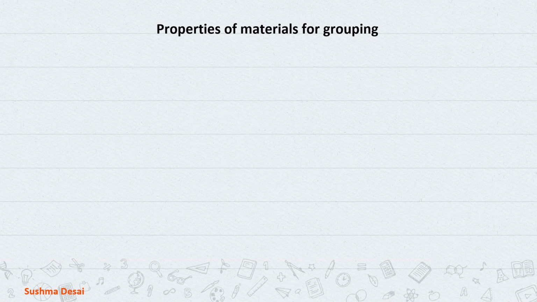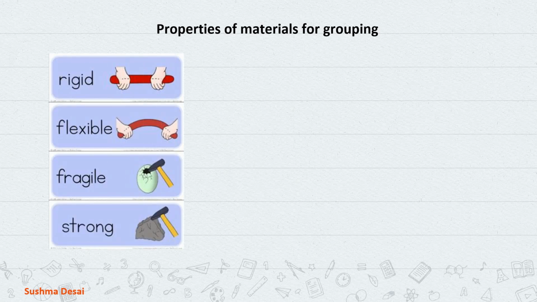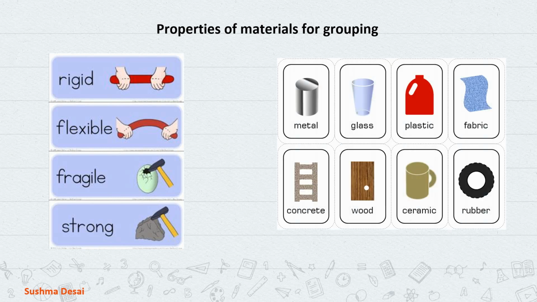Next, what are some of the properties which you can use for grouping? Based on rigidity, that means whether it will stretch or not, like a solid, it's rigid, so that can be one property. Flexibility, that is, it will bend or not. Fragile, breaks easily. Strong means the strength, if you throw a stone it won't break easily, so that is the strength. So some of the properties on which you can group the things are these.